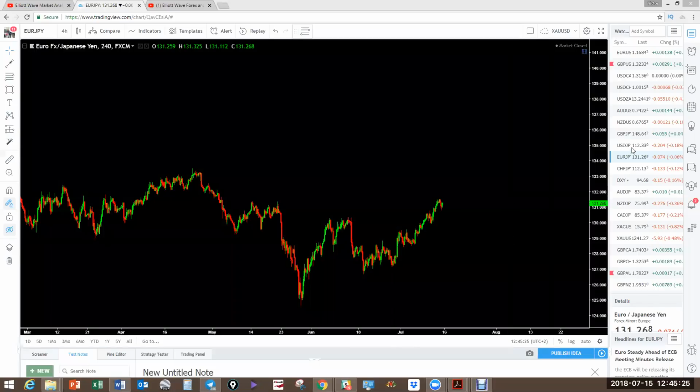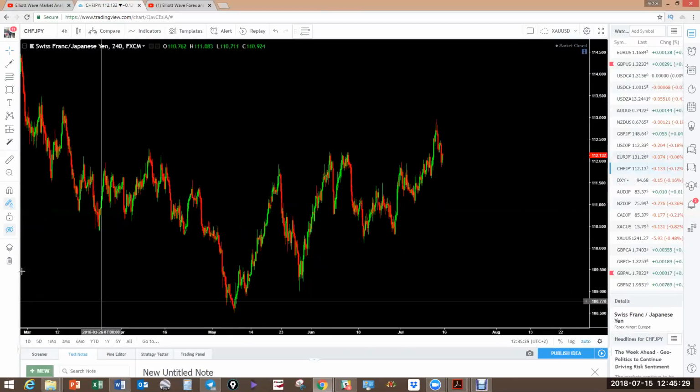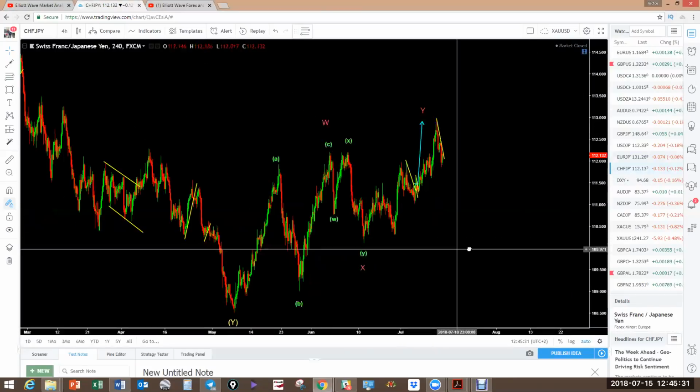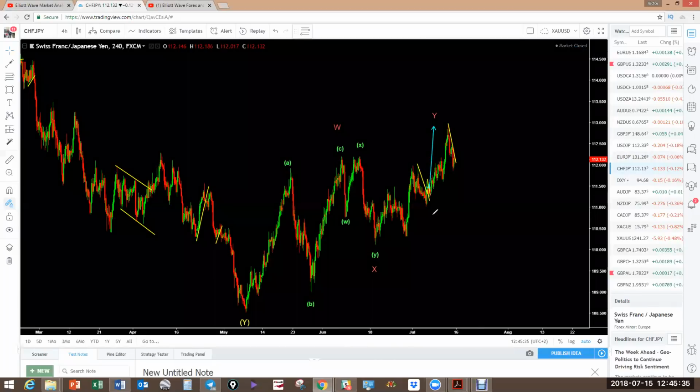Okay, so that's EURJPY. If you remember last week, we compared EURJPY and EURCHF. Those lines that you see on EURCHF, this one here is what we put on last week. So what I said was CHFJPY, if it breaks that level, then EURJPY was going to do the same. So CHFJPY did break, and that's why we could confidently trade EURJPY to the upside like that.